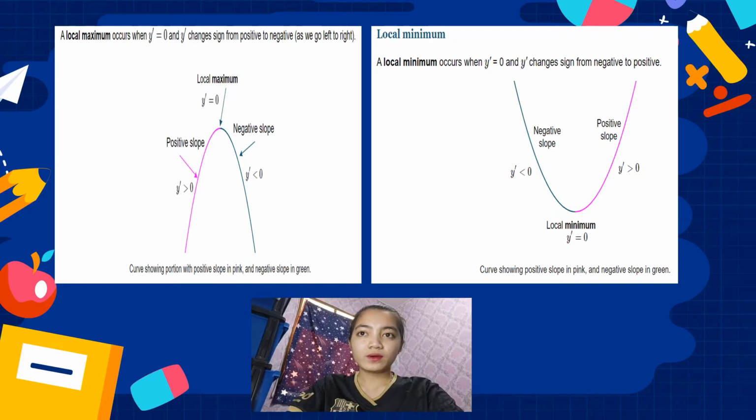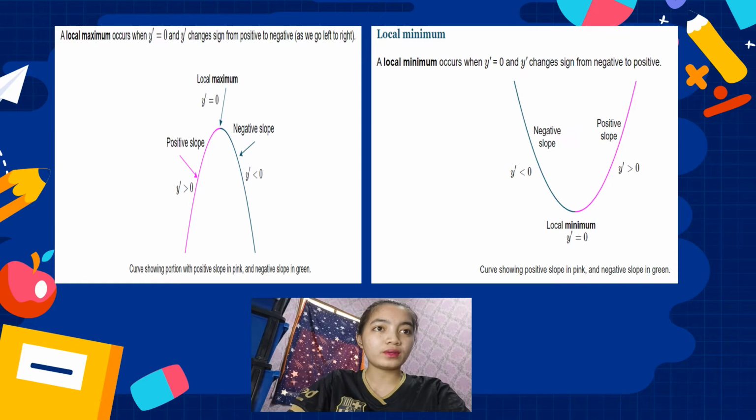A local maxima occurs when dy over dx equal to 0 and dy over dx changes sign from positive to negative as we go left to right. Curve showing portion with positive slope in pink and negative slope in green. Local minimum. A local minimum occurs when dy over dx equal to 0 and dy over dx changes sign from negative to positive. Curve showing positive slope in pink and negative slope in green.